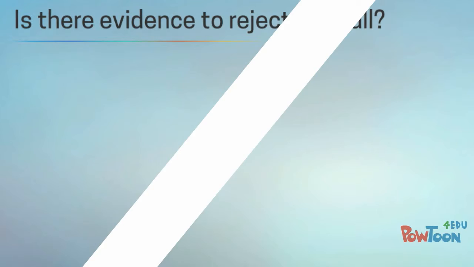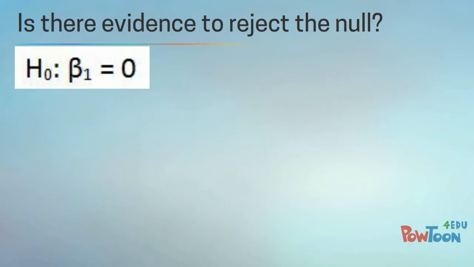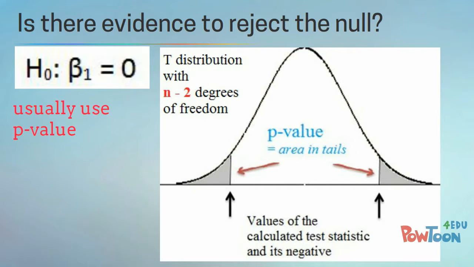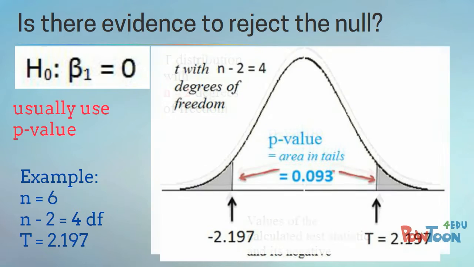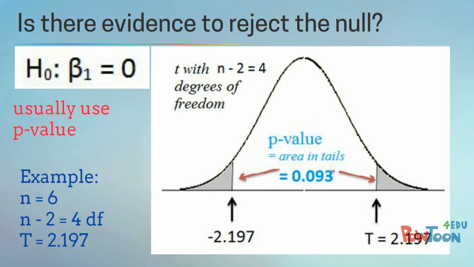To determine if there is evidence to reject the null that the true population slope equals 0, a p-value approach is usually used. Here, the p-value is the area to the outside of the values of the test statistic and its negative on a t with n minus 2 degrees of freedom. In our example, the sample size is 6. So we have 4 degrees of freedom with a test statistic of 2.197. Thus, the p-value is about 0.093.